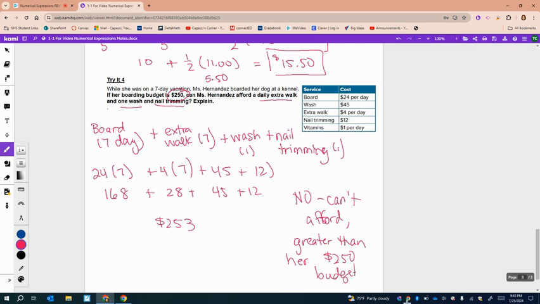So again, it's always important in word problems, go back and make sure you're answering the question that they're asking.